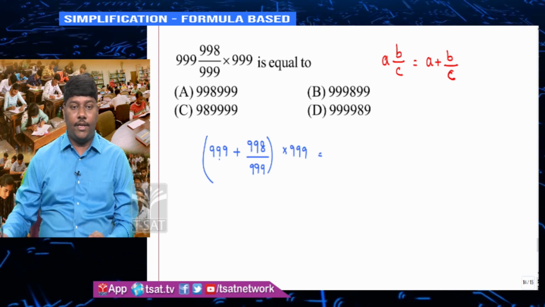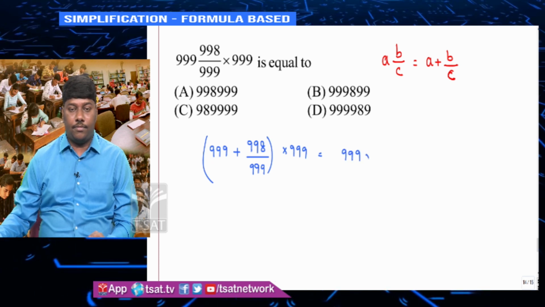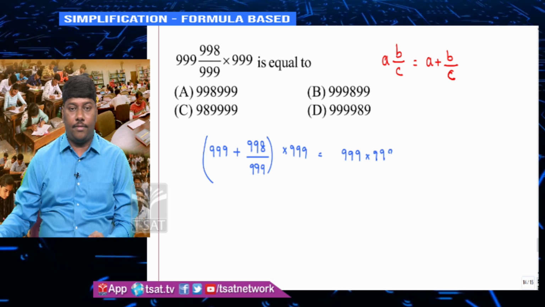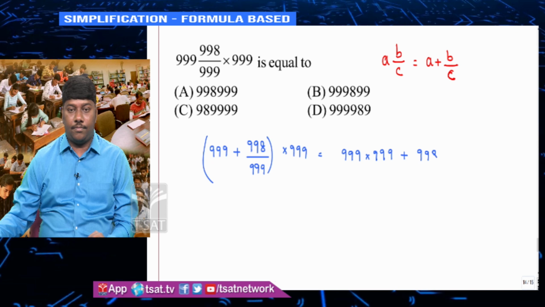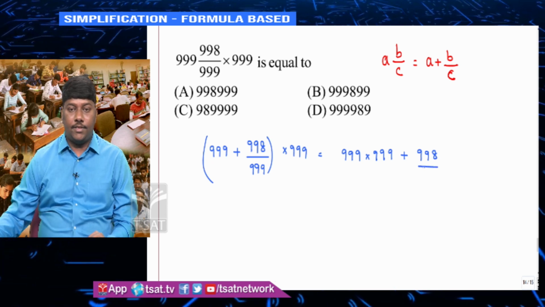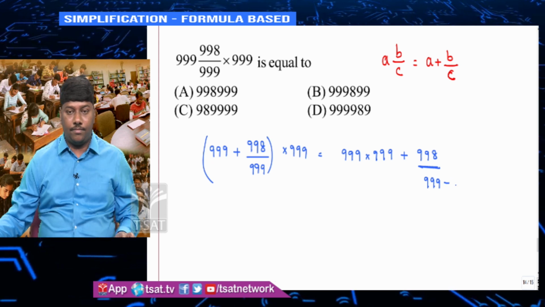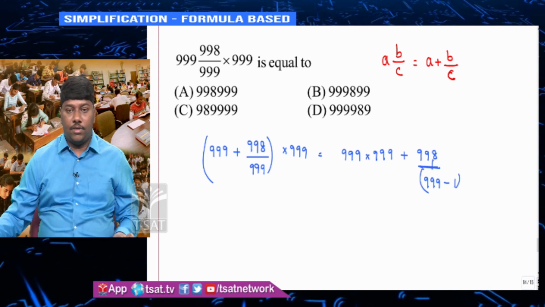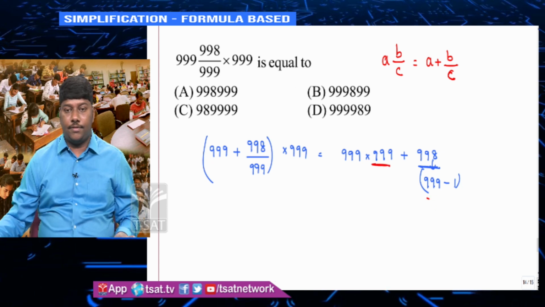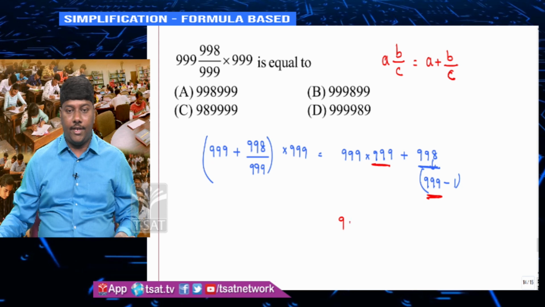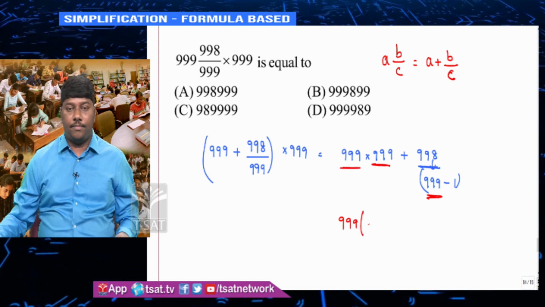So 999 into 999, 999 whole square. It would be 999 into 999 plus 998. Can write it as 999 minus 1, this particular one. Take 999 common from this and this. If I take 999 common, you are going to get 999 plus 1, that's 1000.